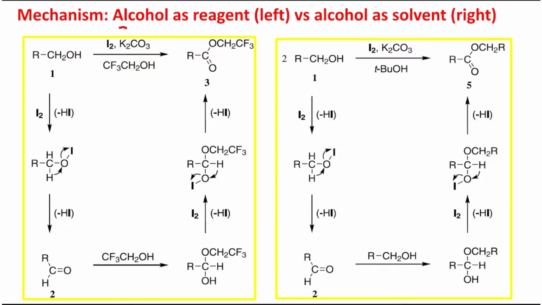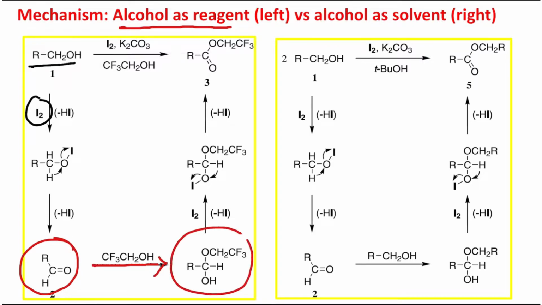First, let's learn about the mechanism, that is alcohol as reagent on the left and alcohol as solvent on the right. Just take alcohol as reagent, meaning alcohol is directly participating in the reaction. So first step, just the same mechanism, I am not going to explain again. Using 1 unit of iodine, it is converted into 1 unit of aldehyde. Fine. This aldehyde reacts with this alcohol under this reaction condition to produce this, which is nothing but a hemiacetal. I have already discussed hemiacetal and acetal previously. Please visit for better understanding.